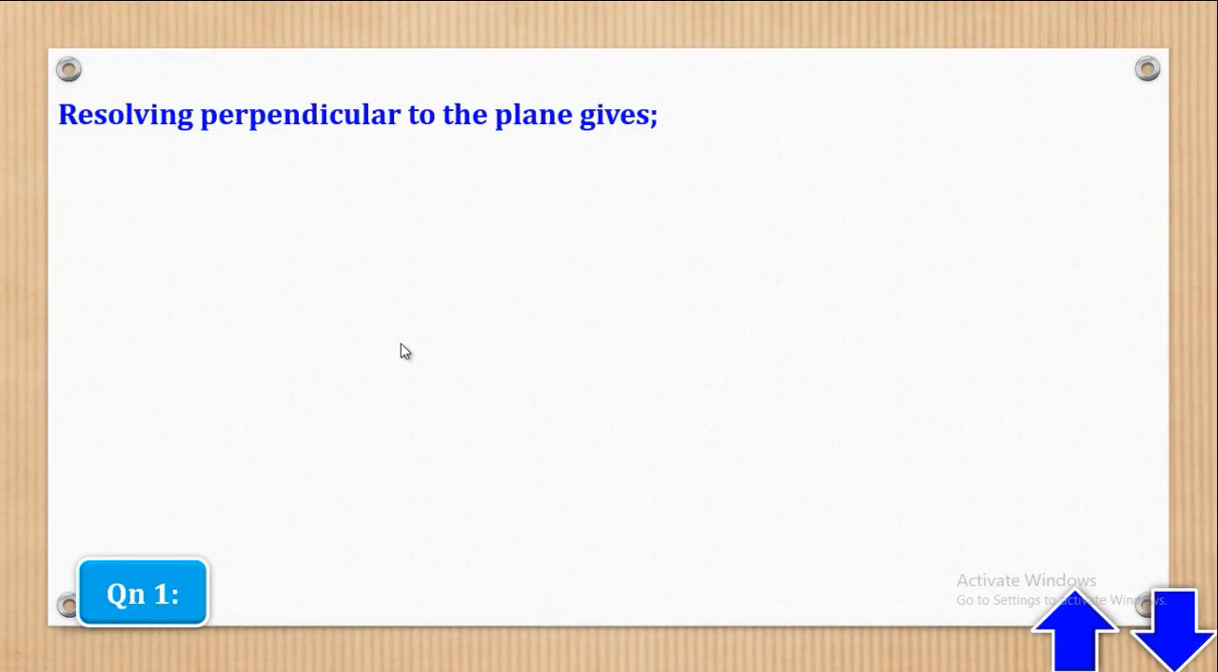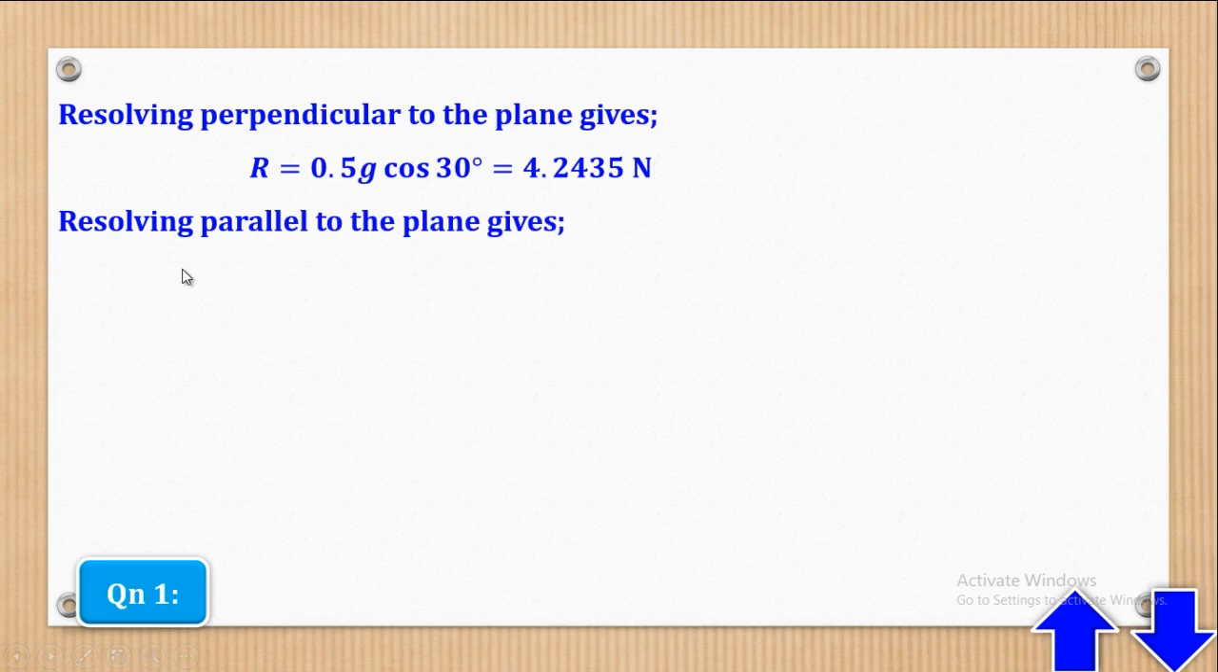So perpendicular to the plane, R is equal to 0.5 g cos 30, which will be equal to 4.2435 newtons. When you substitute for g, which is 9.8, you come up with 4.2435 newtons.